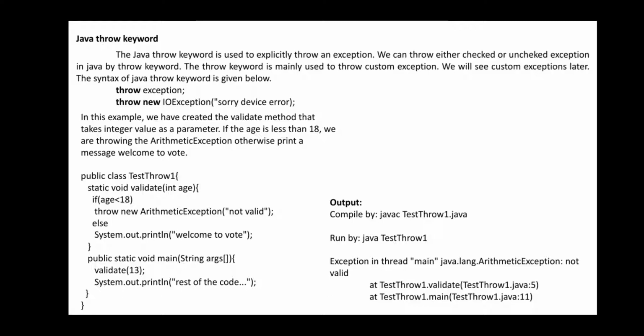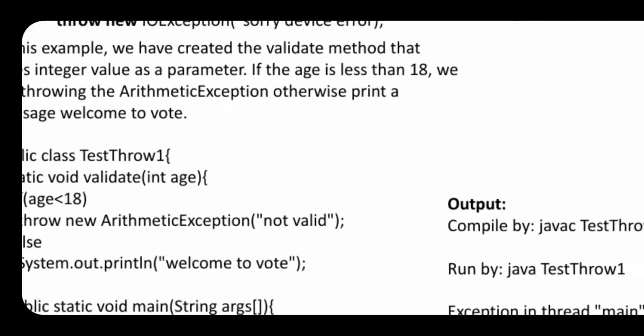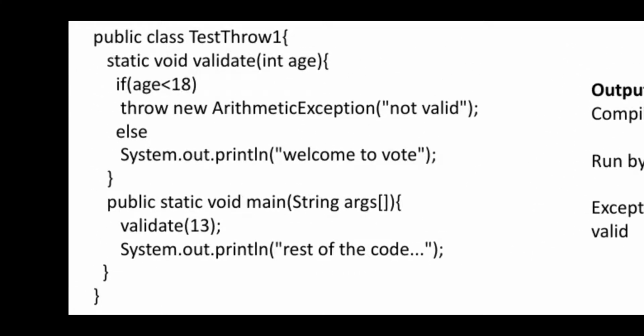Okay, so what this particular example is going to say here, you're going to have a test throw 1, static void validate. You're going to have an int age, and here you are not going to have any try or catch blocks. Is it right? Please think of it. You are not having any try or catch blocks. Is it right? So when you are going to have here a public static void main, just check here, public static void main, which is going to execute a function called validate.